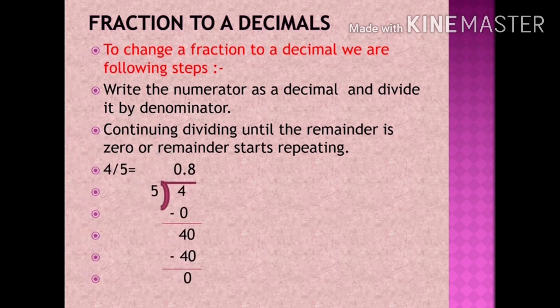4 is divided by 5. That means 4 upon 5. It becomes 4 minus 0. That means 5 zeros are 0. 4 minus 0 is equal to 4. Then we put a decimal point in the quotient and 0 after 4. Then it becomes 40. Then 5 eights are 40. So 40 minus 40 is equal to 0. So 4 upon 5 is equal to 0.8.